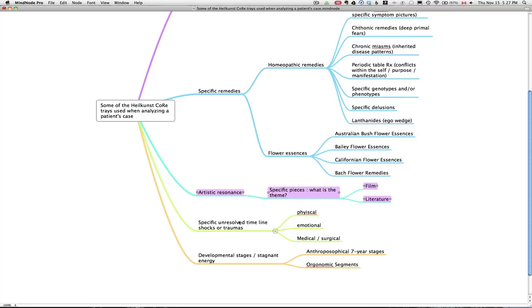artistically. Also, more specifically into some of what we call the timeline treatment, we have core trays which indicate to us if there are any shocks or traumas which have not yet been resolved, and those can include physical shocks and traumas, emotional, or shocks to the body related to medical or surgical procedures, as well as dental procedures.